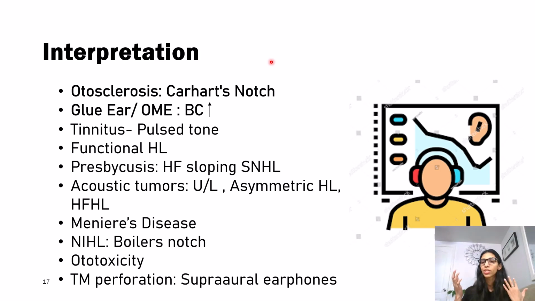And if somebody comes with a complaint of tinnitus, when you're doing pure tone audiometry, they might get confused. So if they have tinnitus, then you will have to use pulse tone instead of your pure tone for threshold estimation.